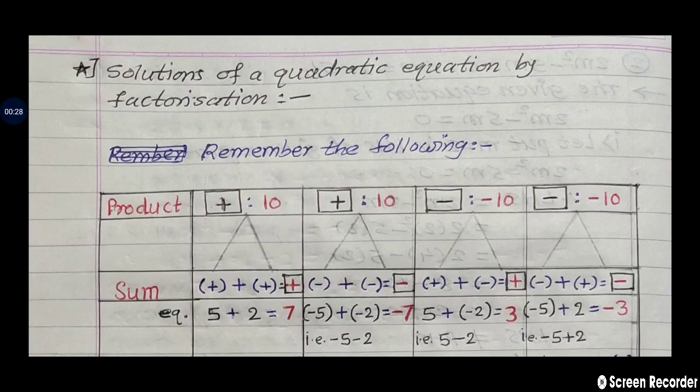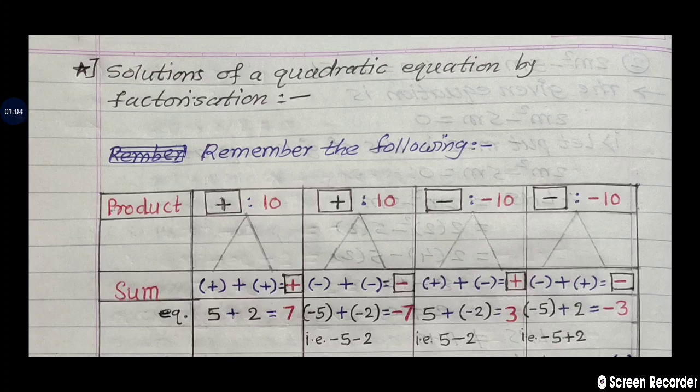Last year, that is in 9th standard, you have already studied how to find the factors of a quadratic trinomial. We have to split the middle term to find the linear factors of the quadratic trinomial. That method we have to follow to solve the quadratic equation. So, solution of a quadratic equation by factorization.